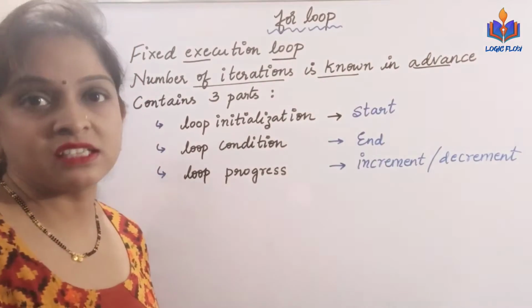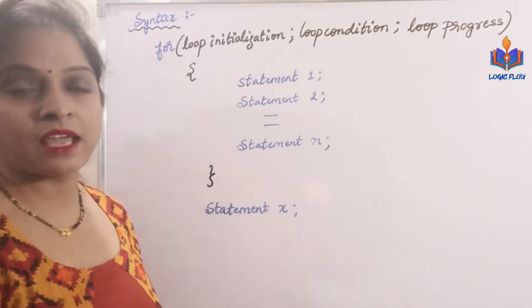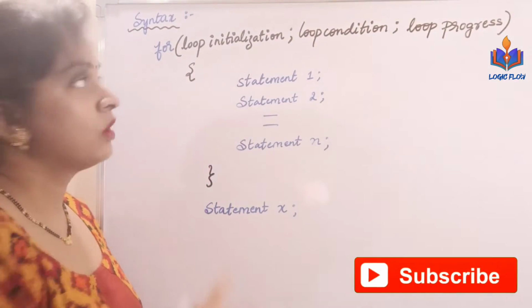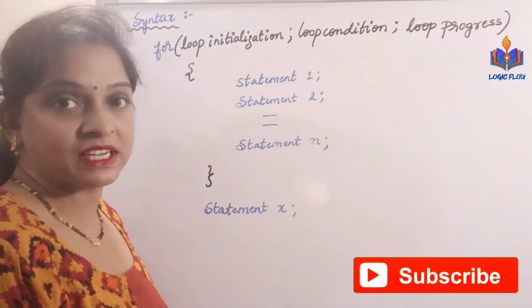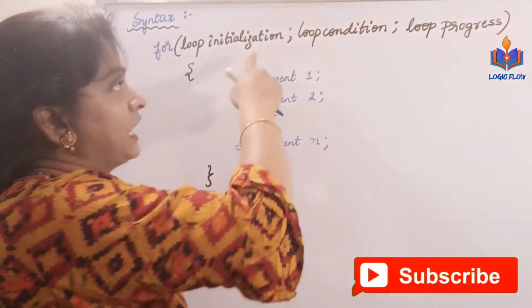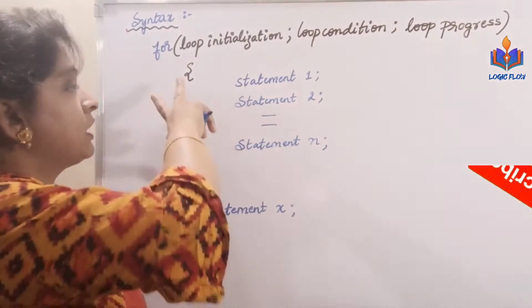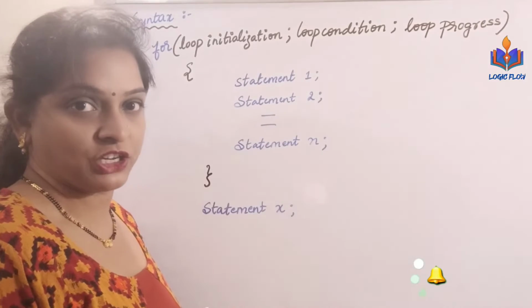So let us see the syntax, flowchart and example code of this. So this is the syntax of for loop. We have to use the keyword for followed by the brackets and the three things that we said as the parts of the for loop: initialization, condition and loop progress, and the block of statements that has to be executed repeatedly based on the loop condition.